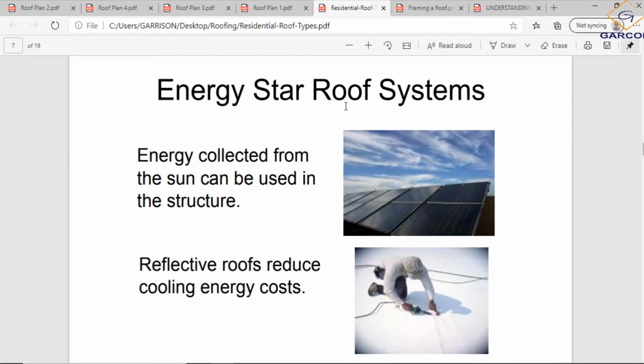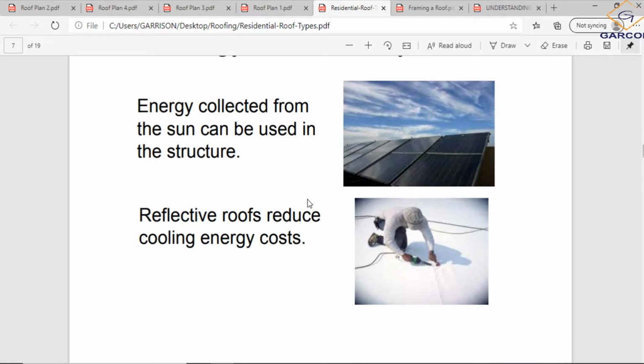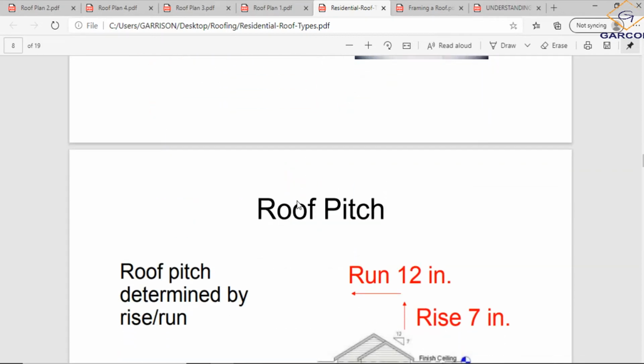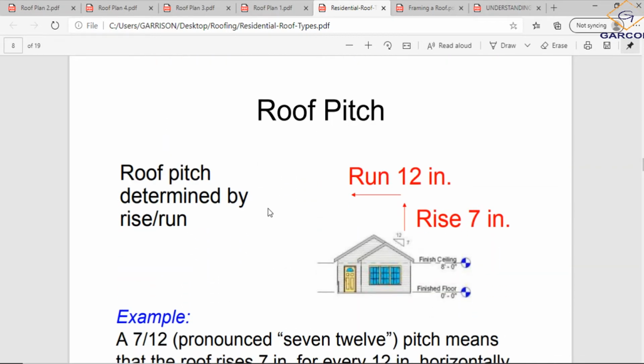Energy Star roofing systems. Energy Star refers to energy conservation, sustainability, and saving money, basically. So you install solar panels or a reflective roof on top of your roof to reduce the amount of energy or heat that penetrates the building.